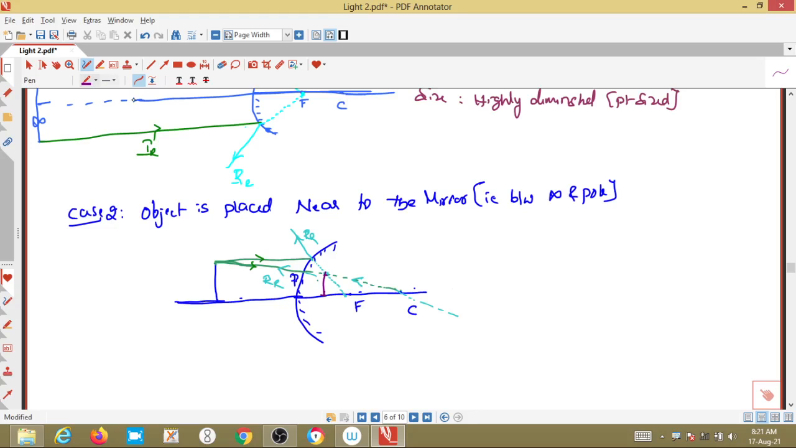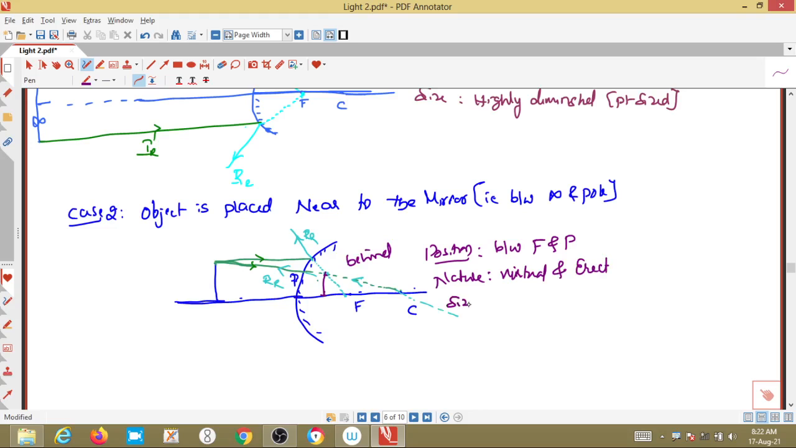Now we will draw the position of the image. Where is the position? Position is where the image is formed. This is F and this is pole, right. The image is formed between focus and pole, right. Then how will be the nature? Nature is virtual because it is behind the mirror, right. That's why it is virtual. If it is virtual, it is erect.